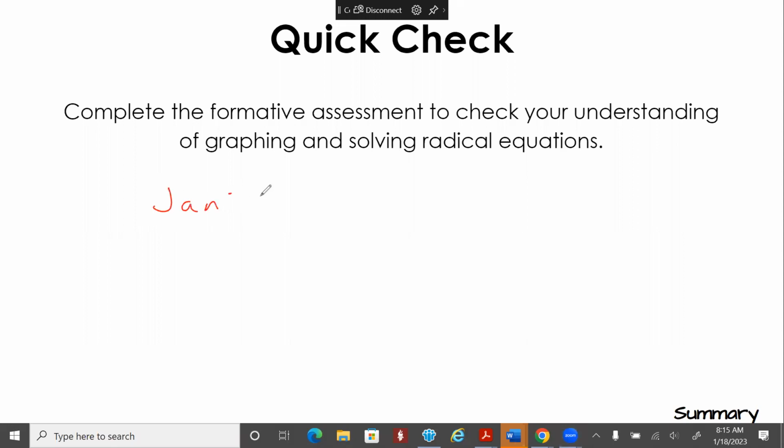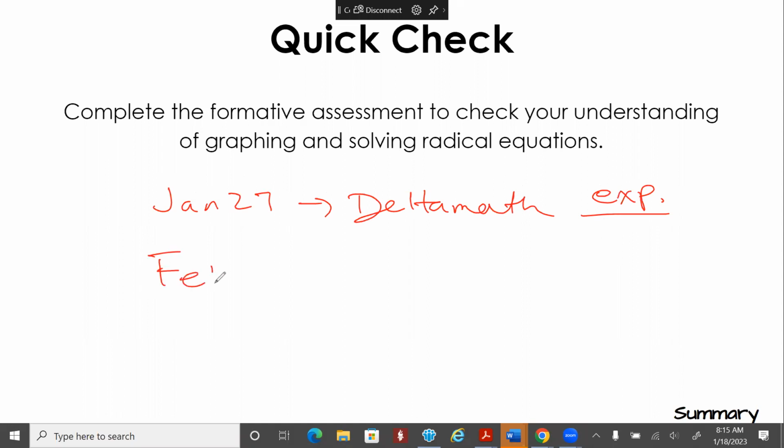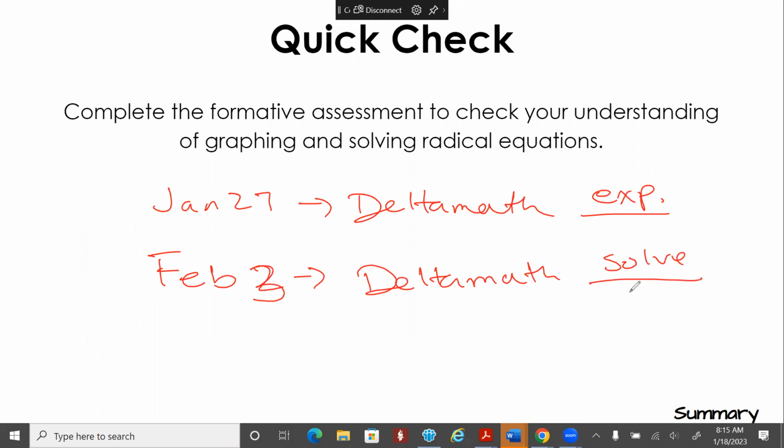On January 27th, your first delta math is due. This one is going to be over those exponents and that kind of stuff. Okay. On February 2nd, I think is what I put, there is another delta math that is over this solving. Is the third? Fantastic. That's over solving.